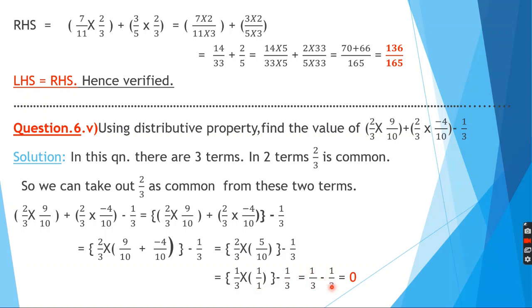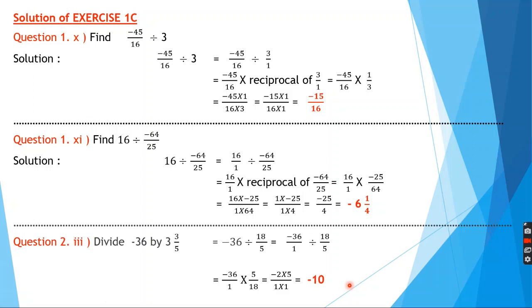Therefore, 1 by 3 minus 1 by 3 is equal to 0. Now, the value is 0. Now, these were the questions of 1B we have solved about the multiplication. Now, we are going to solve some questions of 1C. 1C is the questions related to division of the rational numbers. Now, the division of the rational numbers, we know, is multiplication by the reciprocal.